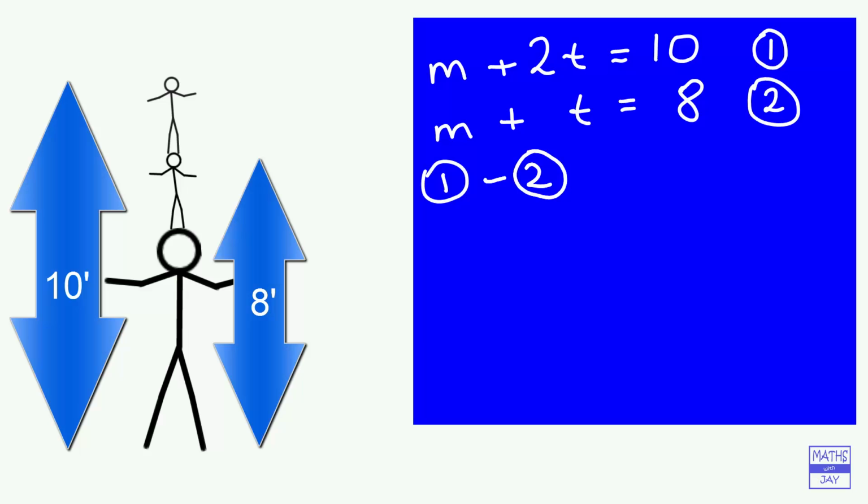So that's the first equation minus the second equation, 1 minus 2, gives us, well, we've got 1m in the first equation and an m in the second equation, so m take away m gives us no m, so we don't need to put anything down for that. And 2t take away t, that's 2 take away 1 gives us 1, so it's just t. And 10 take away 8 is 2. So 1 minus 2 gives us t equals 2.